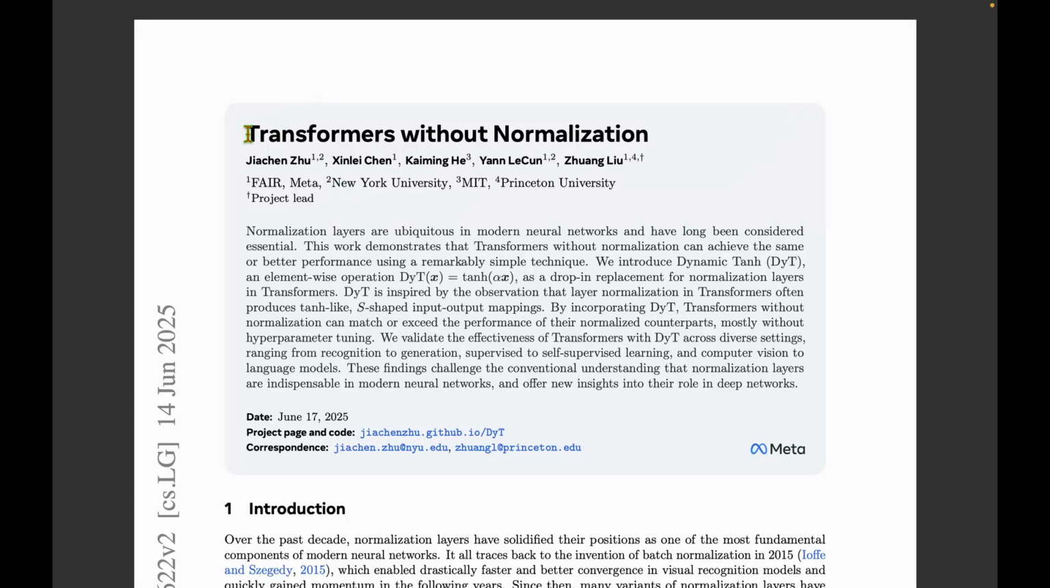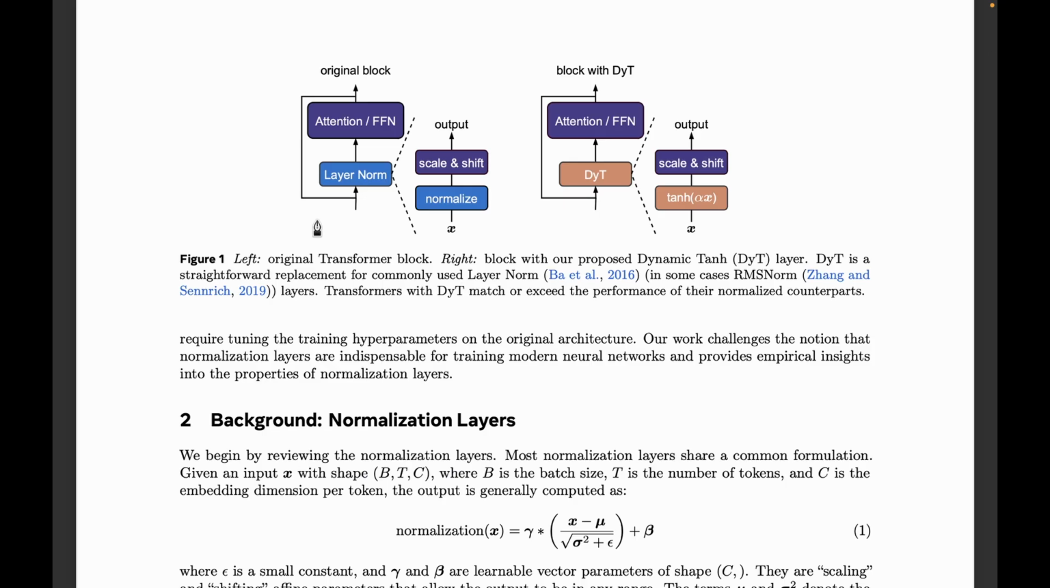I recently came across this paper titled Transformers Without Normalization, and it's quite interesting because normalization layers are ubiquitous, as in they are one of the fundamental building blocks of modern neural networks. If you take a single block of a transformer neural network, we can see that there's layer normalization right there, and it's one of the essential building blocks of transformers.